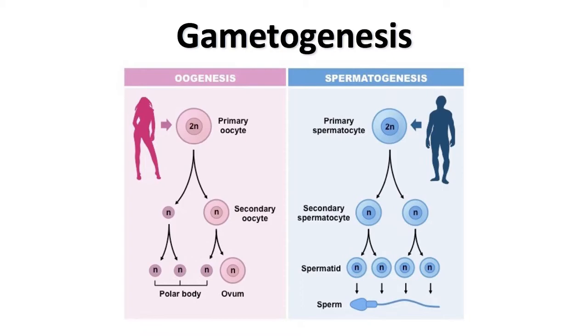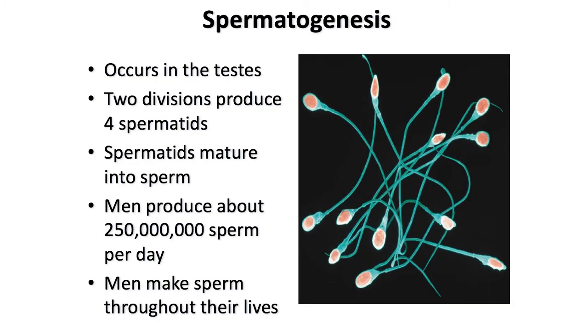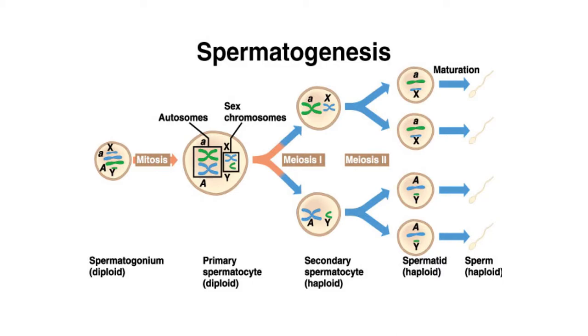So quick information about spermatogenesis. This occurs in the testes of the male. Men produce sperm for their whole life. They produce about 250 million sperm per day, so it's a lot of sperm cells being made through a lifetime. But remember that sperm cells are very small in comparison to the egg. So here's spermatogenesis. So this is just meiosis inside of a male. So this is our diploid cell, and you end up with 4 haploid cells.